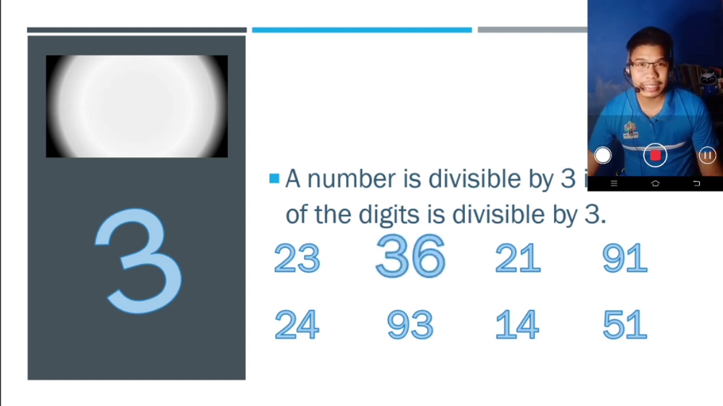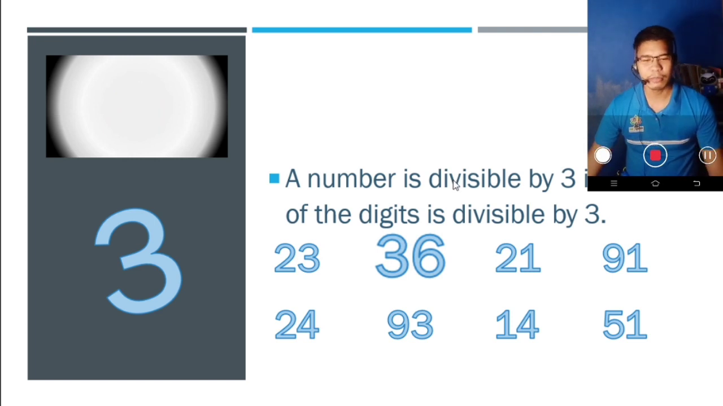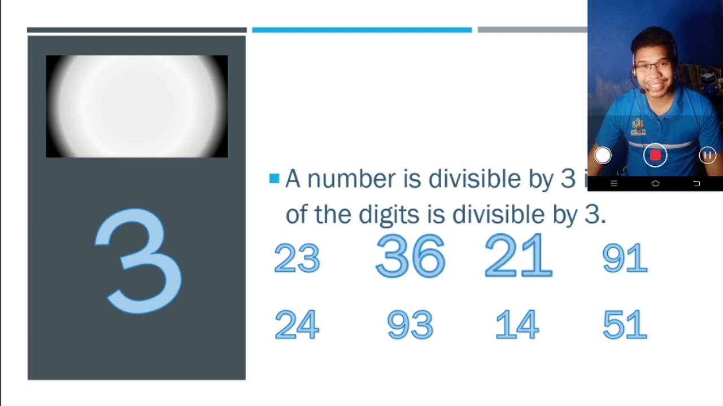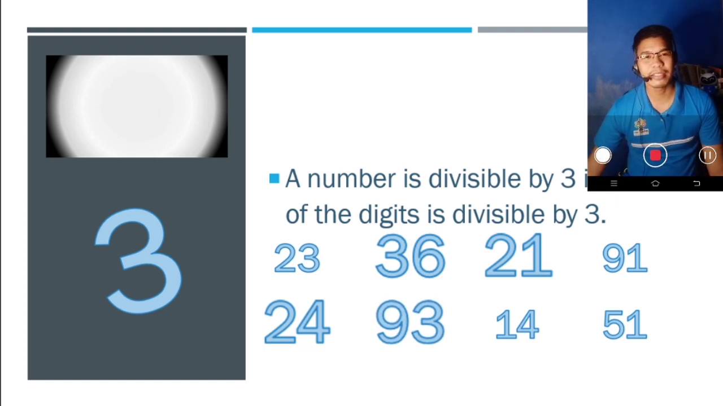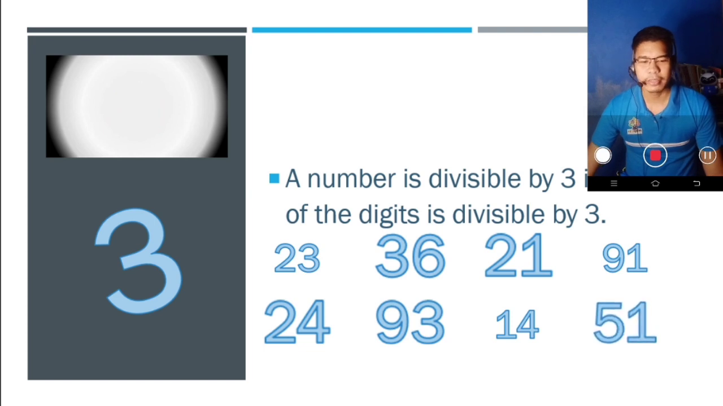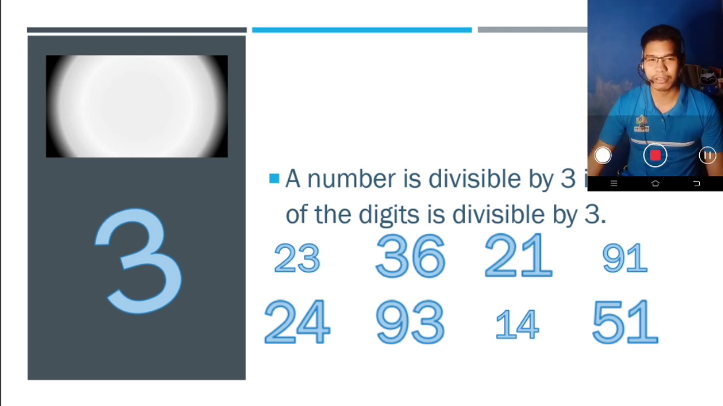If we add 3 and 6, that is equal to 9, which is divisible by 3. Next is 21. 2 plus 1 is 3, which is divisible by 3. We have also 24. 2 plus 4 is 6, and 6 is divisible by 3. Then we have 93. 9 plus 3 is 12, and 12 is divisible by 3. Then 51, because 5 plus 1 is 6, and 6 is divisible by 3. So the numbers which are divisible by 3 here are 36, 21, 24, 93, and 51.